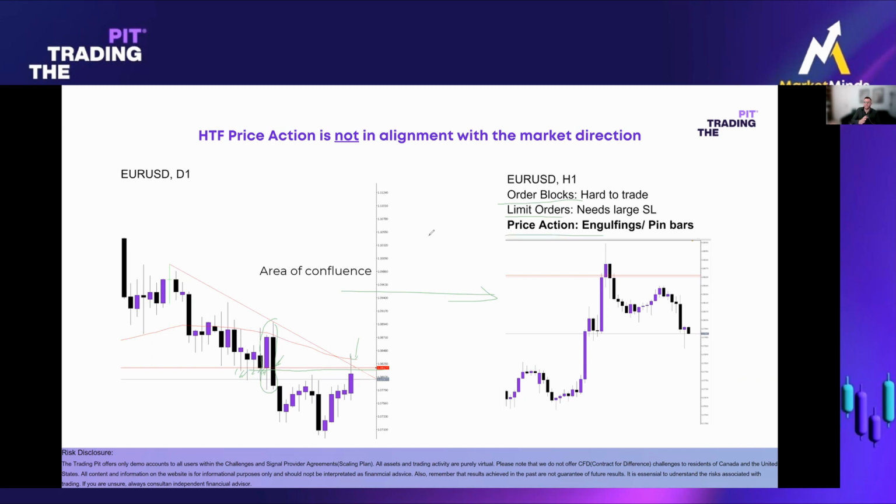There are different market conditions that have to meet different criteria. Not everything is equal in trading. Not all market conditions are equal in trading. The way we trade ranging markets is different from the way we trade trending markets. The way we trade time frame correlation, when the price action on the daily chart is not in alignment with the market direction and we expect a reversal on the lower time frame before the reversal occurs on the daily chart, requires a different approach than the example we will look at next.